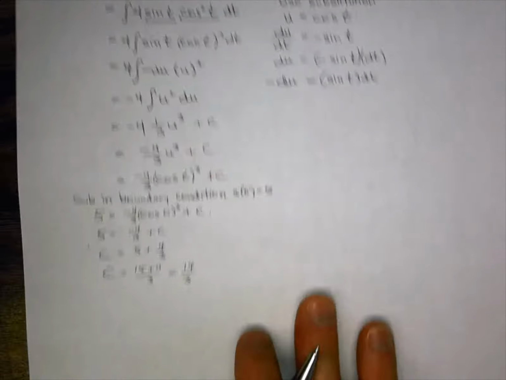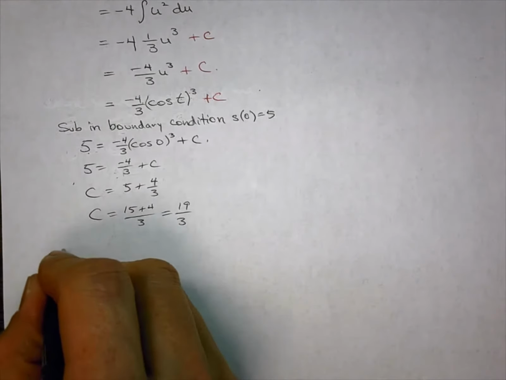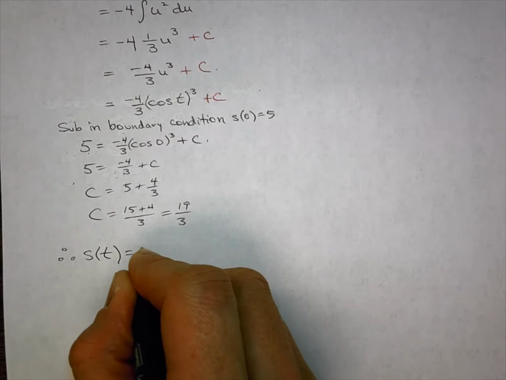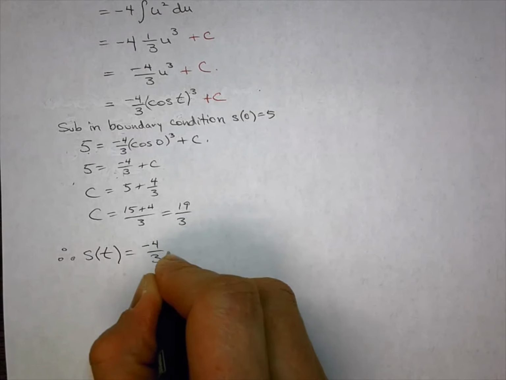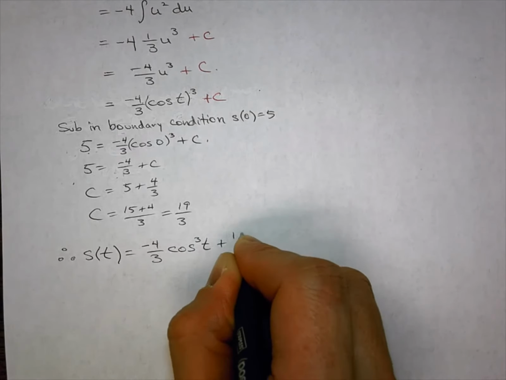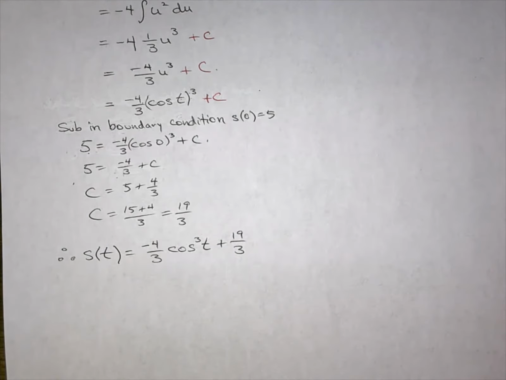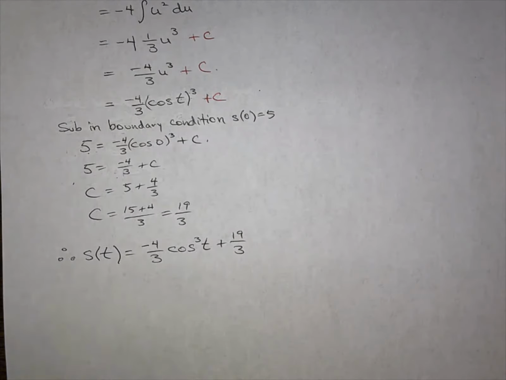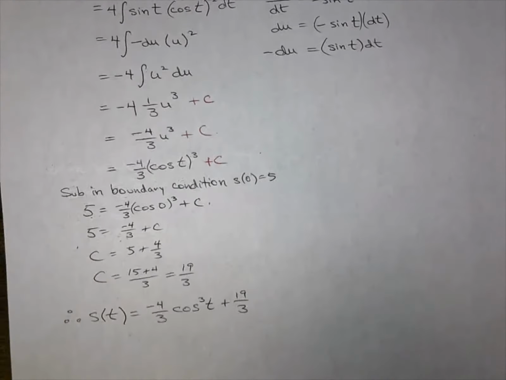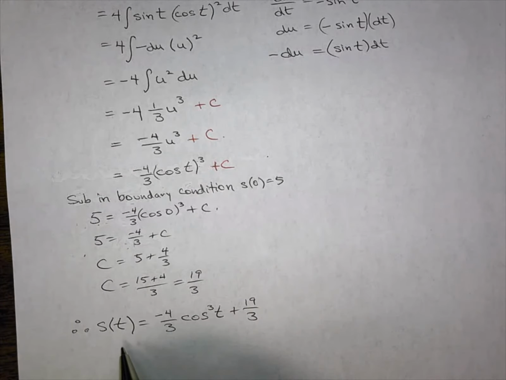Oh, I missed all of that. There it is, there's c. So therefore my final expression for s is negative 4 over 3 cos cubed t plus 19 over 3. There it is. What a journey. We can see how, when you have a question where you need to find an expression for s in terms of t, that means you can't really cheat and use your GDC. You have to actually do all the algebra by hand.